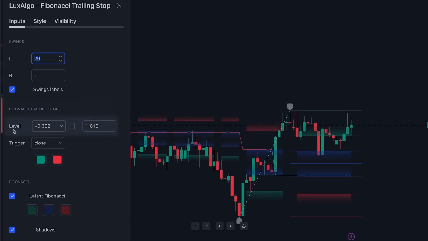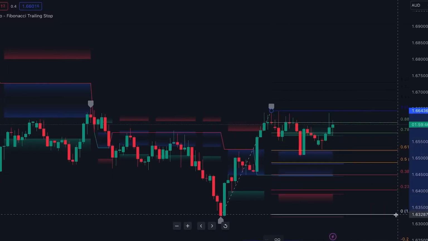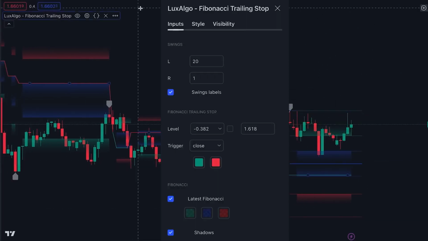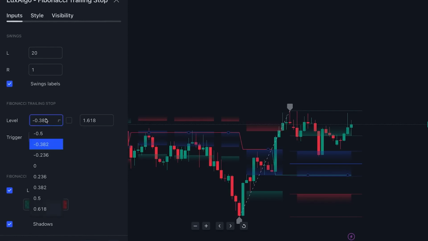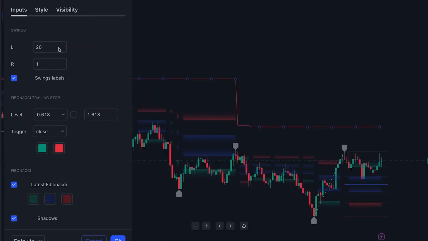We can adjust the level of the Fibonacci that is used to determine the trend sentiment alongside the market structure. By default, this is set to -0.38, so the line trails below the -0.38 retracement. However, we can customize it or choose from predefined options such as 0.618, which can offer a more long-term outlook on the market trend. Below that, we have the option for the latest Fibonacci, which provides an overlay of the most recent Fibonacci being formed in real time.